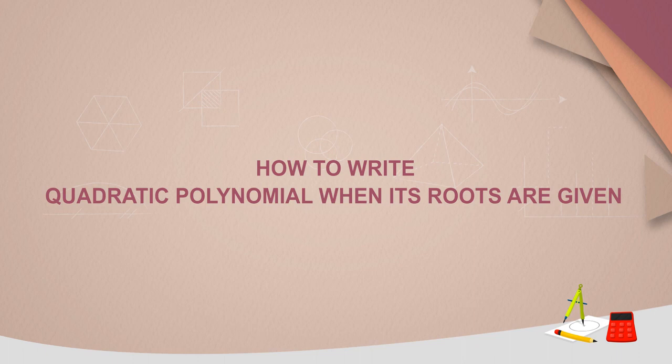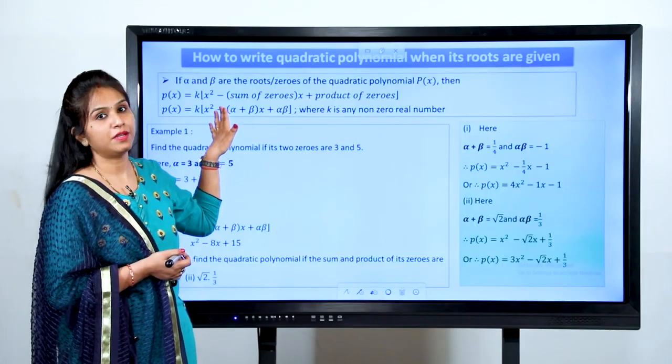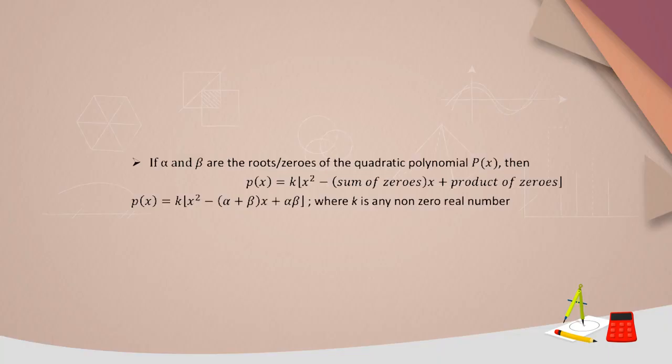Children, now in the next part we are going to discuss that when the roots or the zeros are given to you, how to write down the quadratic polynomial. So if alpha and beta are the two roots of a quadratic polynomial, then polynomial p of x is written as k, remember, k is a real number, any real number, in a bracket x square minus sum of the zeros plus the product of zeros, or in short we can also write p of x is equal to k in a bracket x square minus alpha plus beta x plus alpha into beta. So when the zeros are given, by using this expression you can frame your quadratic polynomial.